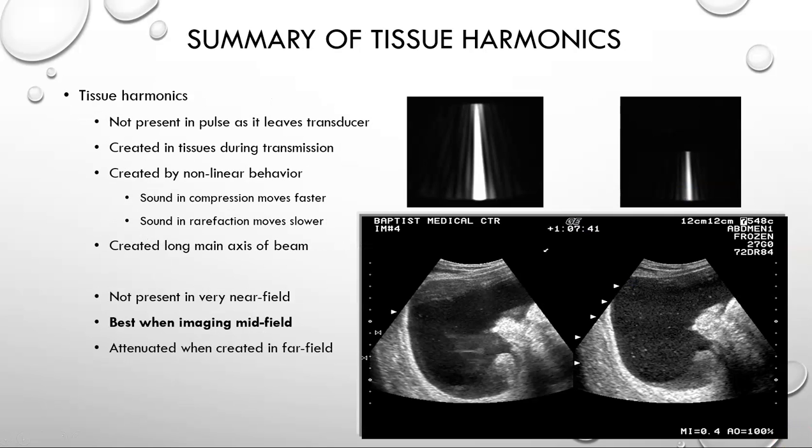So our summary of tissue harmonics is that they're not present when the pulse leaves the transducer. They're created in tissues during transmission. They're created by nonlinear behavior, specifically that sound moves in compression faster than in rarefaction. And they're created only along the main axis of the beam.